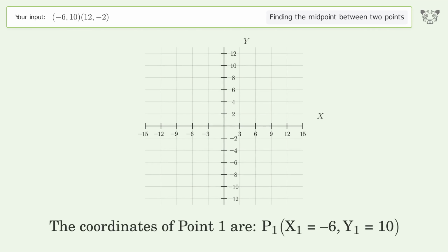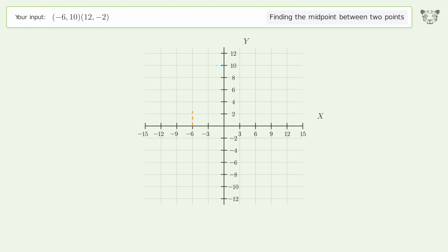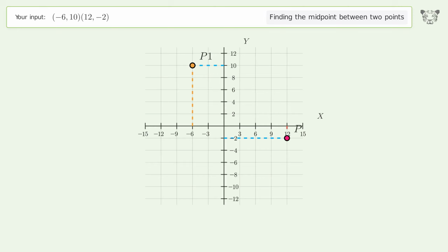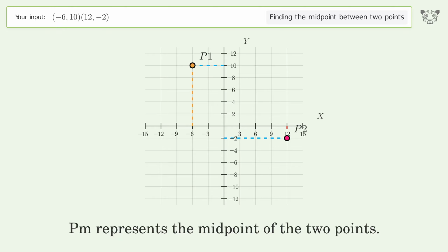The coordinates of point 1 are x1 equals -6, y1 equals 10. The coordinates of point 2 are x2 equals 12, y2 equals -2. PM represents the midpoint of the 2 points.